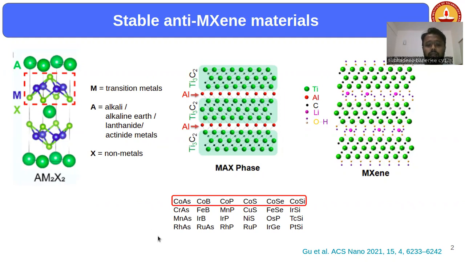Until now, 24 stable anti-MXenes have been observed, which are listed below. Among the first row transition metal anti-MXenes, we have chosen the cobalt-based anti-MXenes to study as anode materials for sodium-ion batteries.